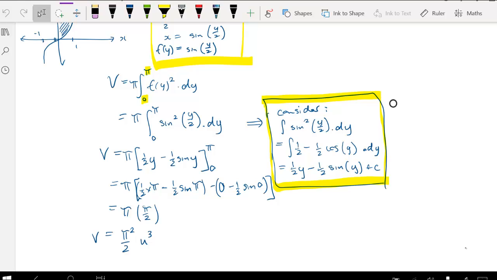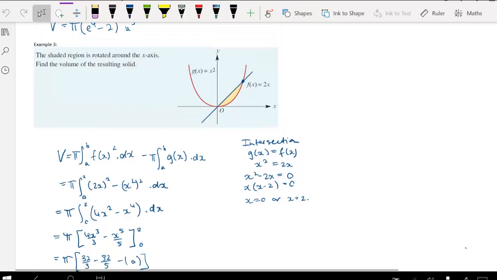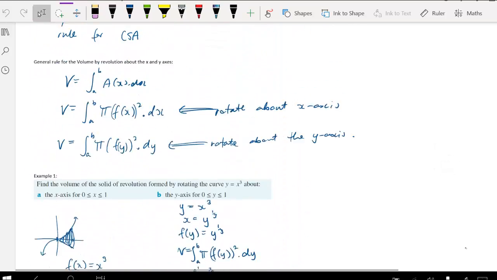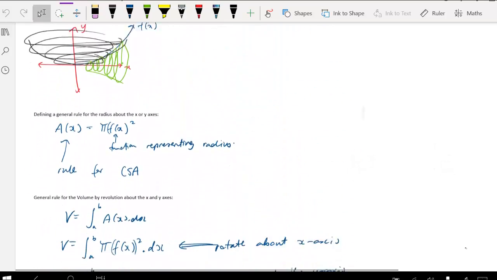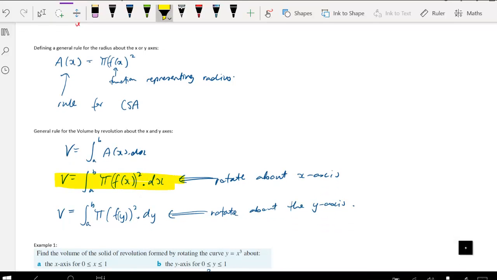Alright, so that concludes our lesson on volume by rotation. You can see that the process is pretty straightforward. It comes down to being able to apply these two rules, that rotation about the x-axis and rotation about the y-axis. Everything comes back to that. So recognizing you need a function with respect to x or a function with respect to y, whether you're rotating about the x-axis or the y-axis respectively.